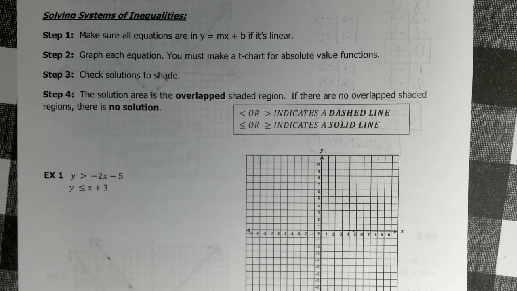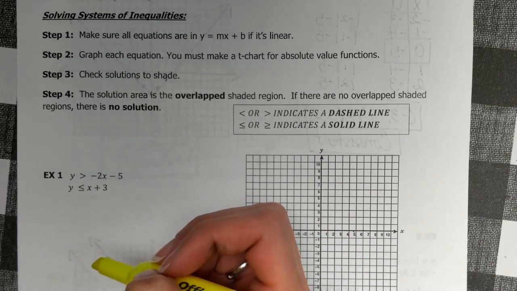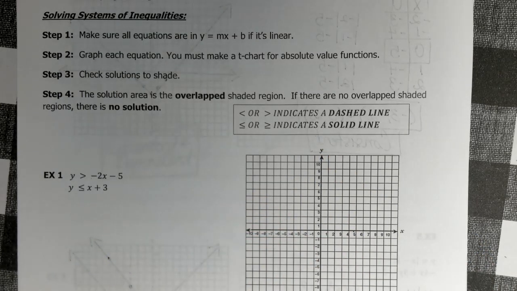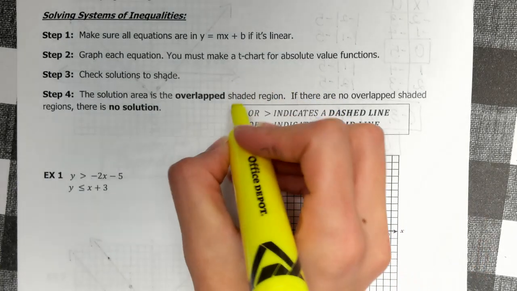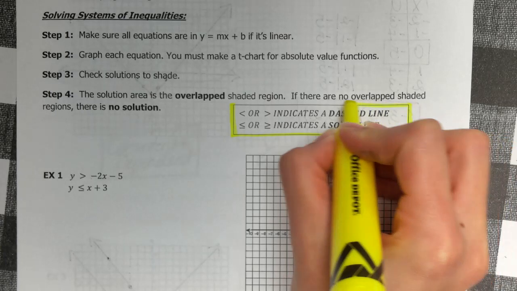Okay, so remember that when you're doing inequalities, you have to shade. That shaded region is your possible solution area. So since we're doing a system, you want it to overlap. You want to see where those two shaded areas overlap. Then anything that falls in that region is your solution. If there isn't an overlap shaded region, then there's no solution.